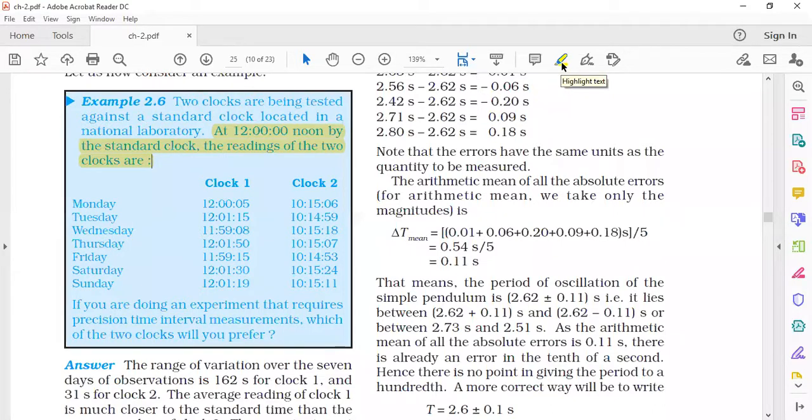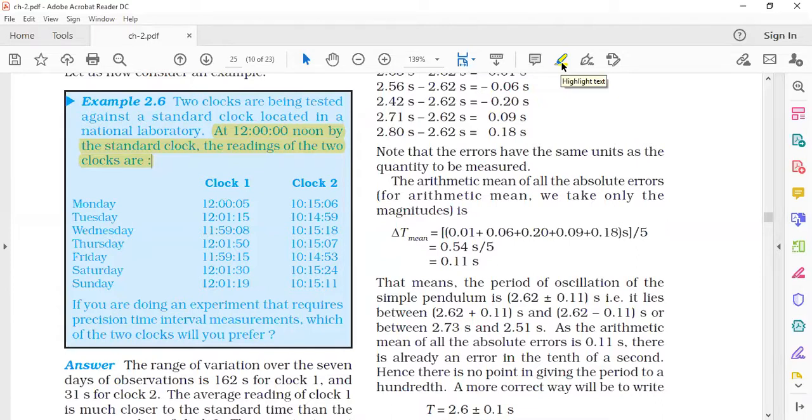So we have the weekdays, clock 1 and clock 2. Monday, Tuesday, Wednesday, Thursday, Friday, Saturday, then Sunday. Monday, clock 1 is read, I hope you remember, as 12 noon, 5 seconds. Then the second one is 12 noon, 1 minute, 15 seconds.